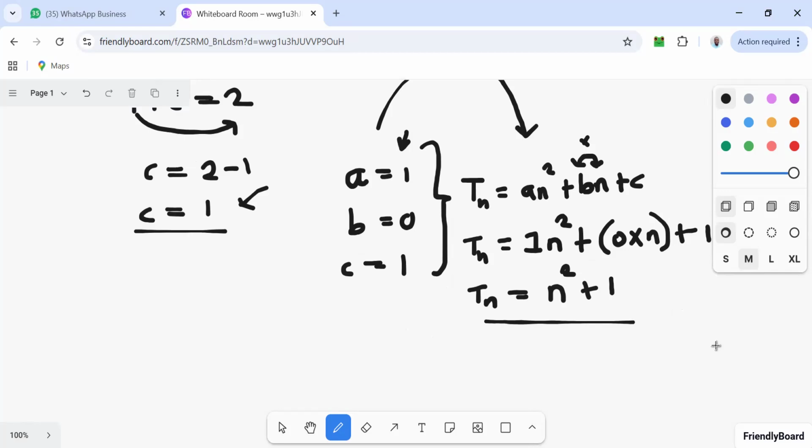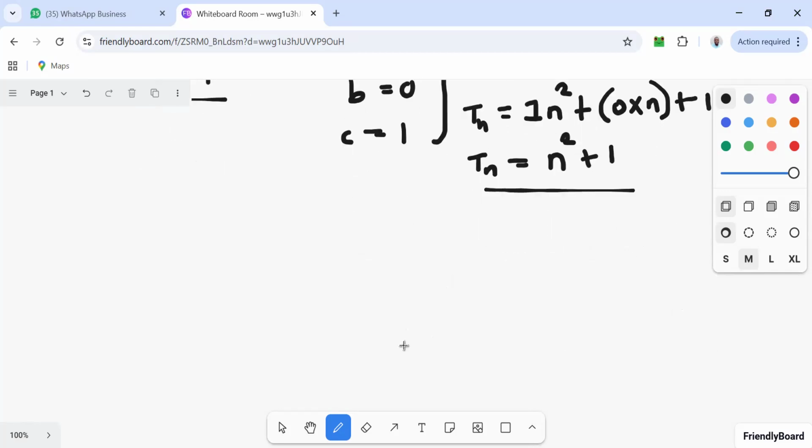All right, let's look at another example. Consider the following number pattern: 6, 17, 34, 57, and I'm just going to put an ellipsis there. So as you can see, this is a quadratic number pattern.